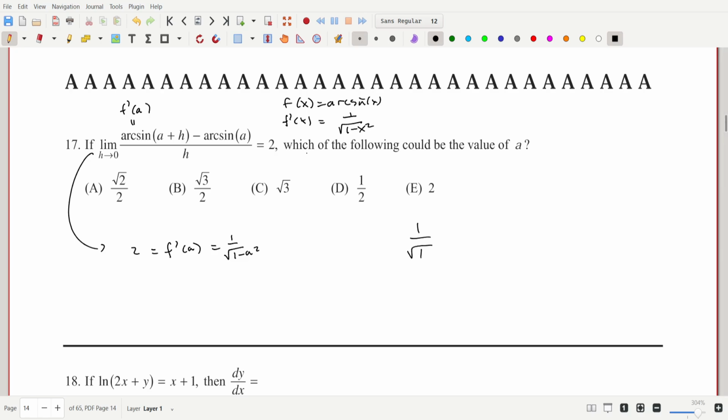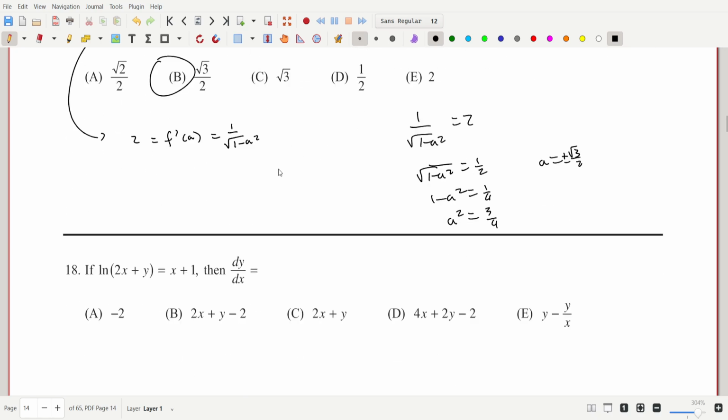So we get 1 over root 1 minus a squared is 2, flip both sides, root 1 minus a squared is a half, square both sides, 1 minus a squared is a quarter, subtract both sides from 1, a squared is 3 quarters, and square root, a is root 3 over 2, plus or minus. But one of those is not allowed. Negative one's not allowed. I'm trying to think why the negative one's not valid. Oh, this could be the value. That's kind of silly. Fine.